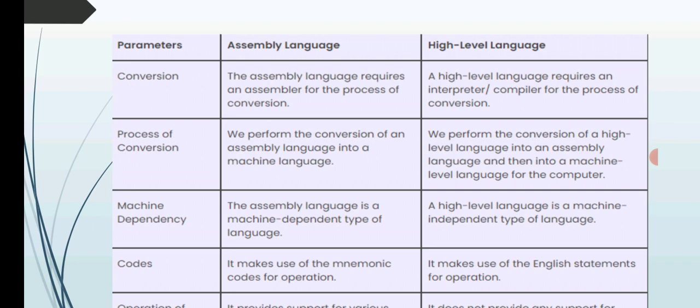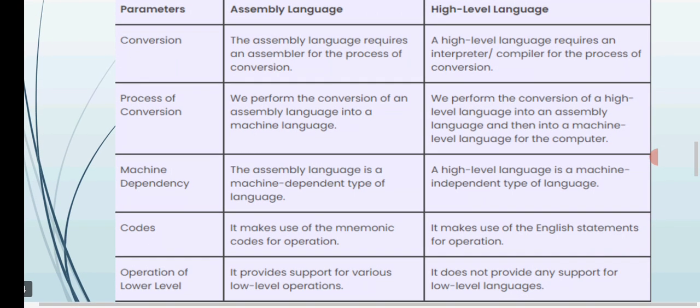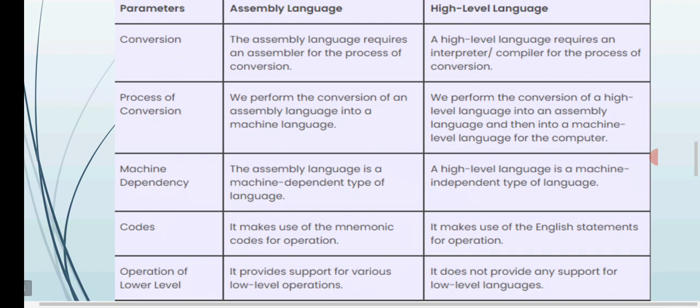The second parameter is the process of conversion. In assembly language, we perform the conversion of an assembly language into a machine language. In high-level language, we perform the conversion of a high-level language into an assembly language and then into a machine-level language for the computer. The next parameter is machine dependency. Assembly language is a machine dependent type of language. High-level language is the machine independent type of language.